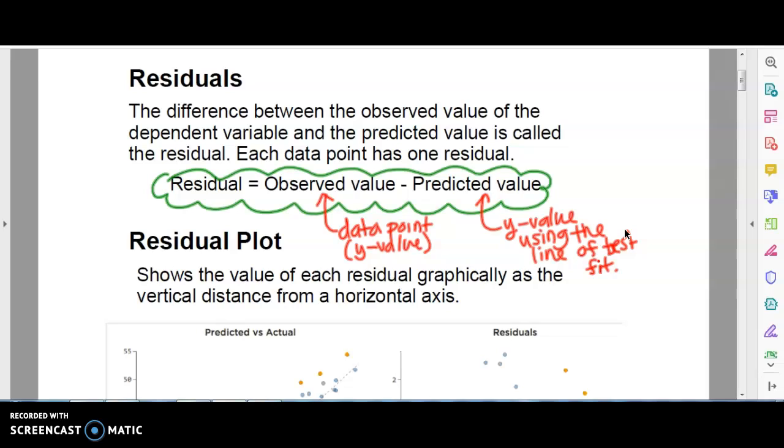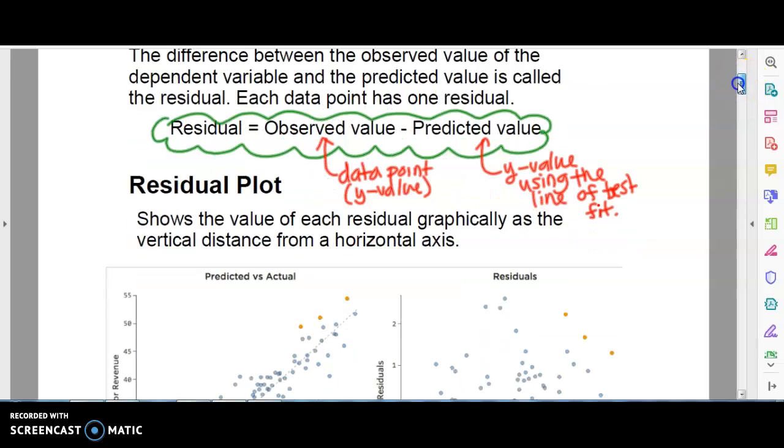If you recall last lesson, we came up with our formula for the line of best fit, and then we could plug in X values to predict the corresponding Y values. So this predicted value is when we use the line of best fit to predict the value, and the observed value is the actual value. The difference between the two is what we refer to as a residual.